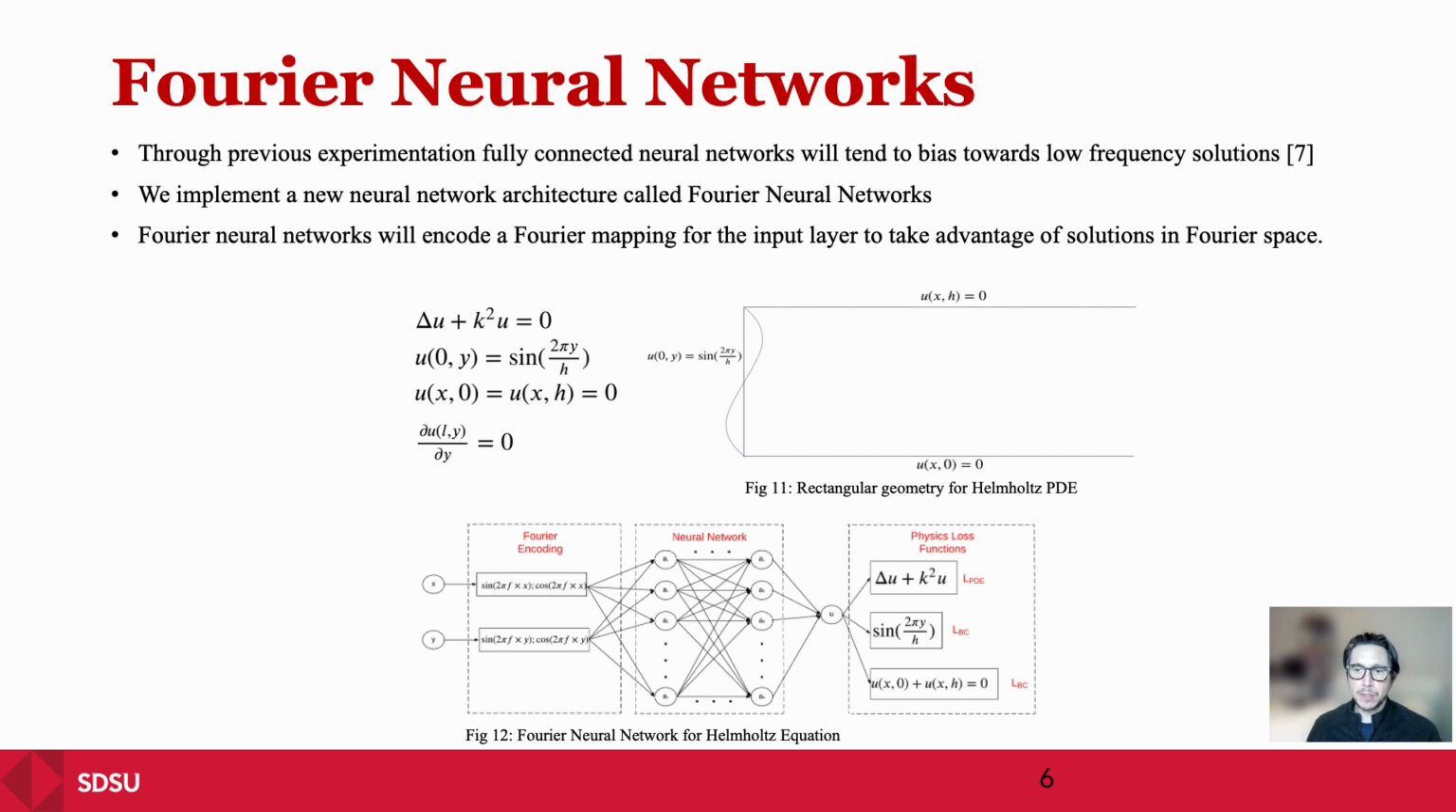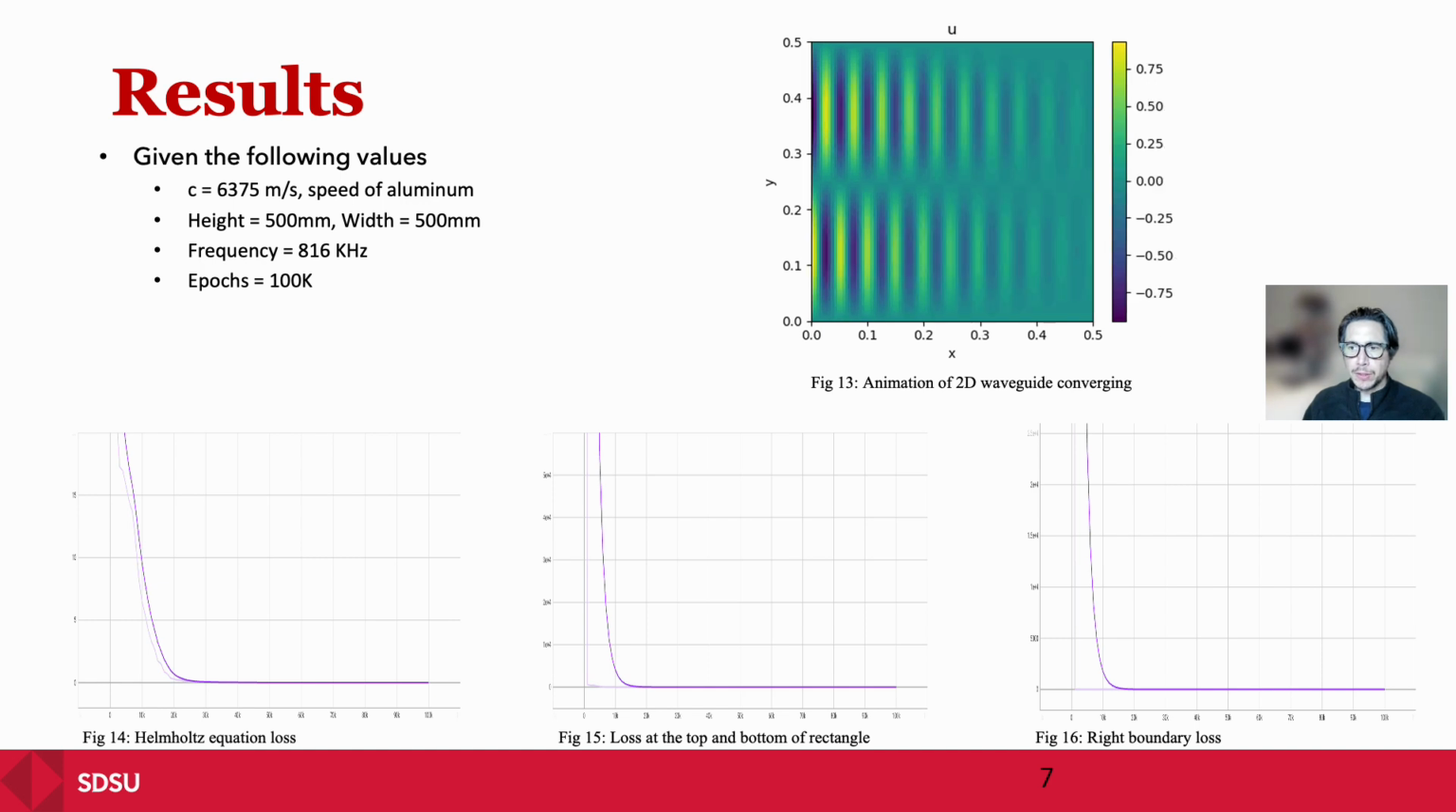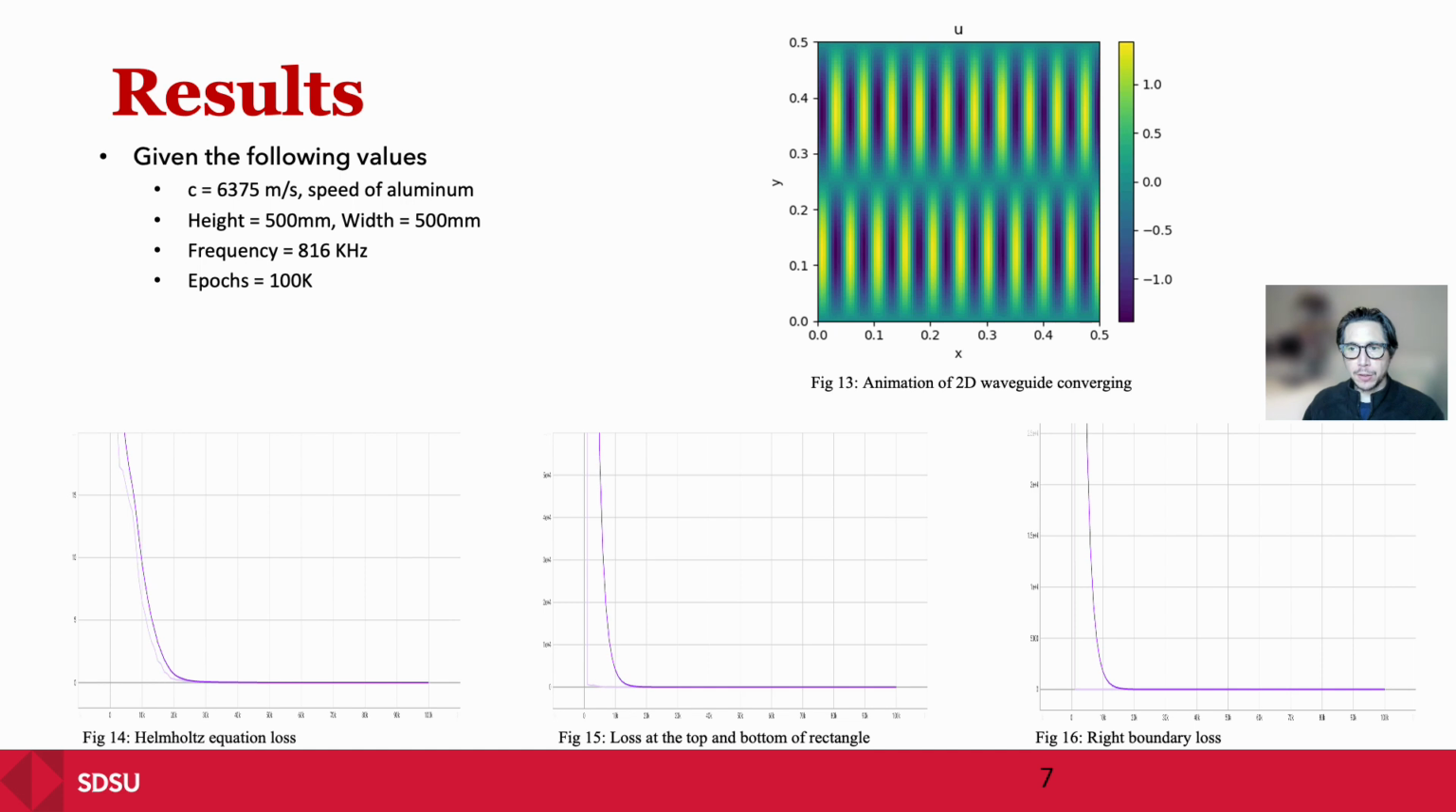We set the boundary condition to have displacement equal to 0 for the upper and lower sections of the rectangle, which will cause reflection in the propagating wave. On the left vertical boundary, a second mode sine wave is imposed, where the height is the same length as the wavelength, and the right boundary is open. In addition to our boundary conditions, we are given a frequency of 816 kHz, a length and height of 500 mm, setting the solution to converge over 100,000 iterations.